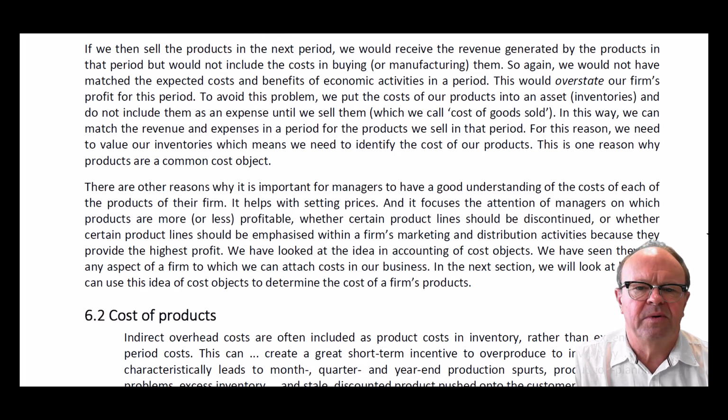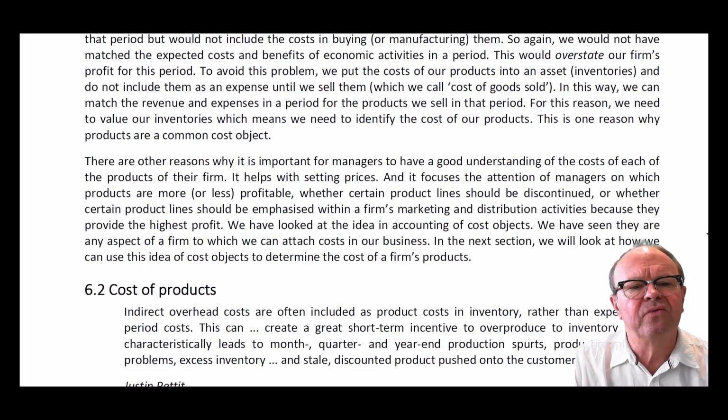To avoid this problem, we put the costs of our products into an asset, inventories, and do not include them as an expense until we sell them, which we call cost of goods sold. In this way, we can match the revenue and expenses in a period for the products we sell in that period. For this reason, we need to value our inventories, which means we need to identify the cost of our products. This is one reason why products are a common cost object.